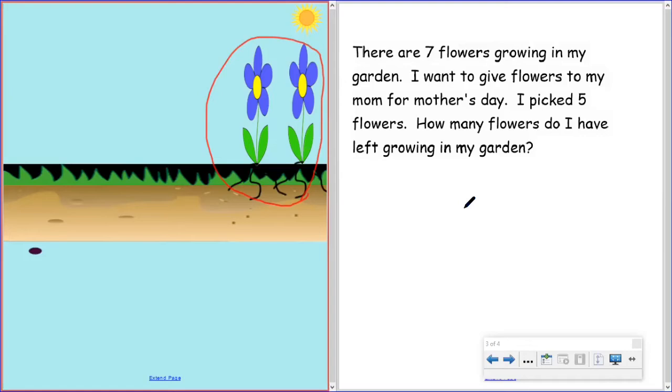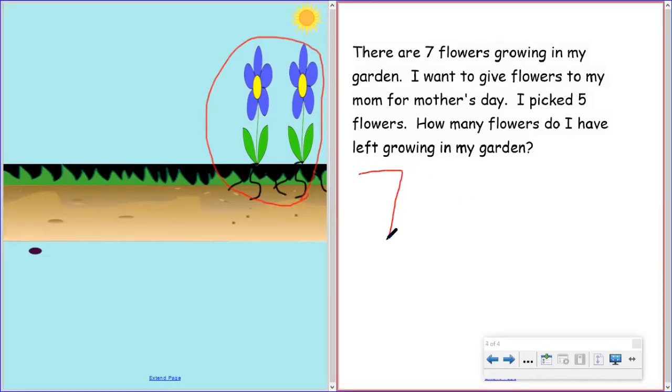Let's write the number sentence that represents the story problem. There are 7 flowers growing in my garden. 7 is my starting number, so I'm going to write that number first. That's going to be the first number in my equation. I started with 7 flowers. I want to give flowers to my mom for Mother's Day. I picked 5 flowers.